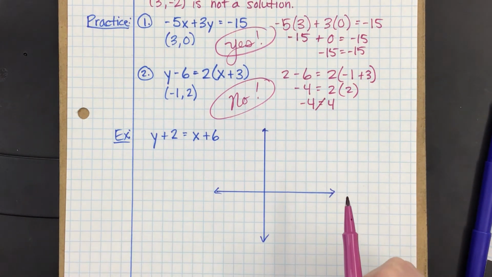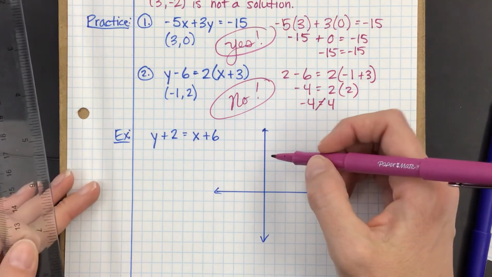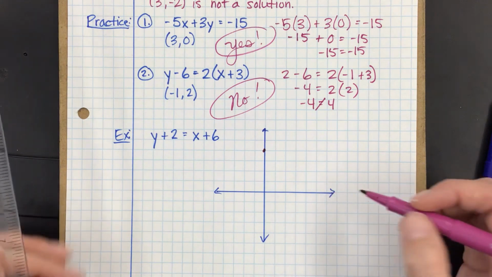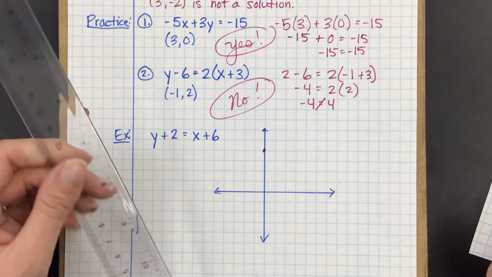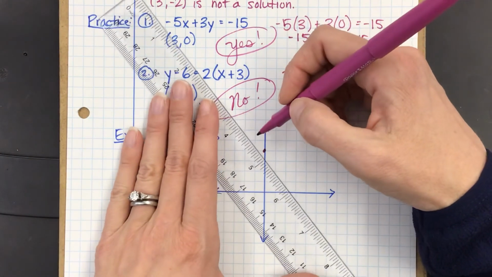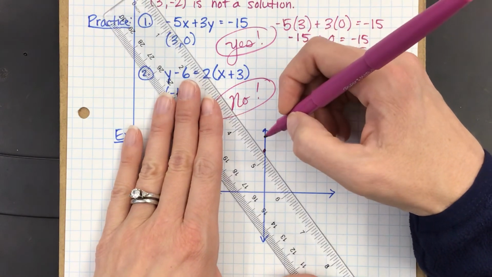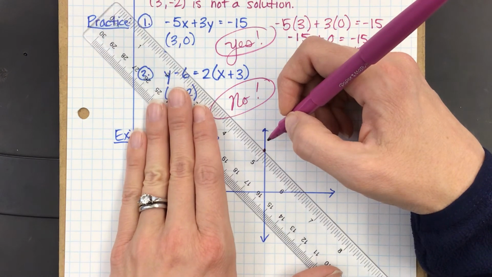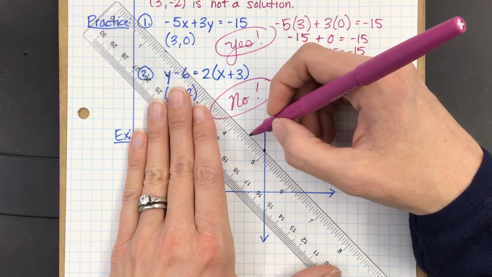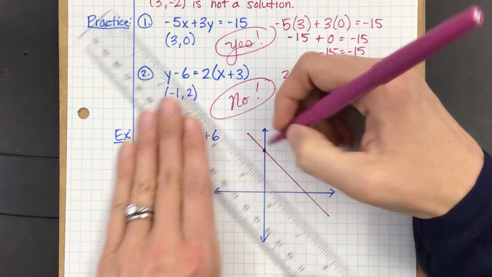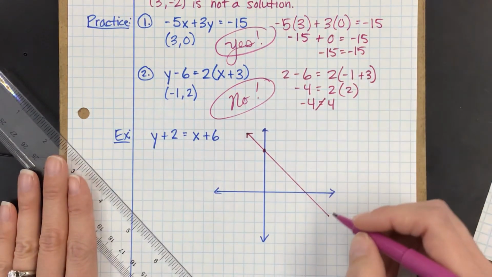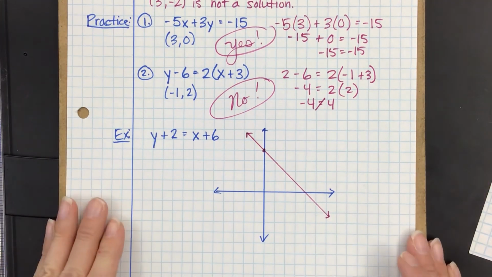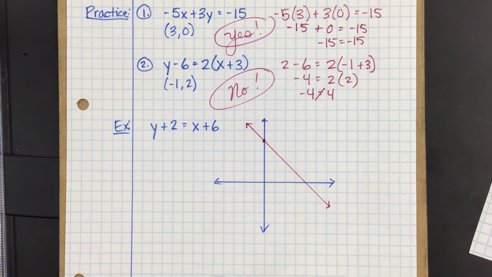Okay. The graph has a y-intercept of 4, and it has a slope of negative 1. So when you're graphing this to look at, the y-intercept is 4 and the slope is negative 1.